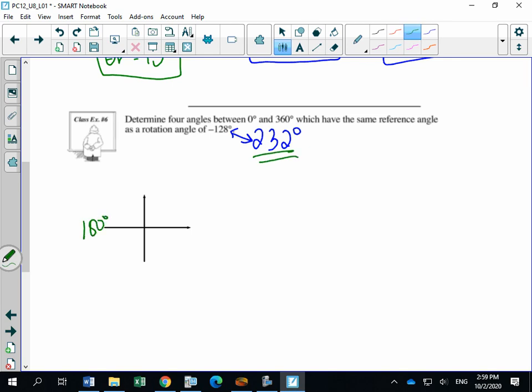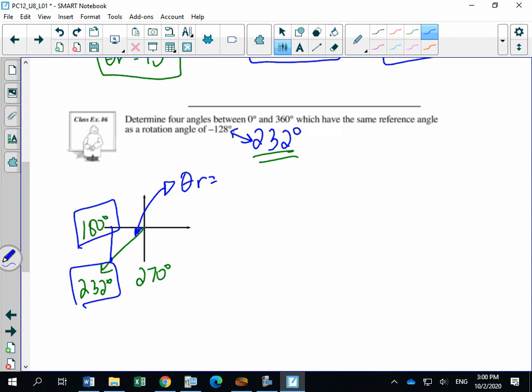232 would be past 180, before 270. It would be in quadrant 3. So 232 degrees would be in quadrant 3. That reference angle is going to be this angle right here. To calculate that angle, it's 232 degrees minus 180 degrees, and that gives me a 52 degree reference angle. Now what they're saying is determine four angles that have this same reference angle.